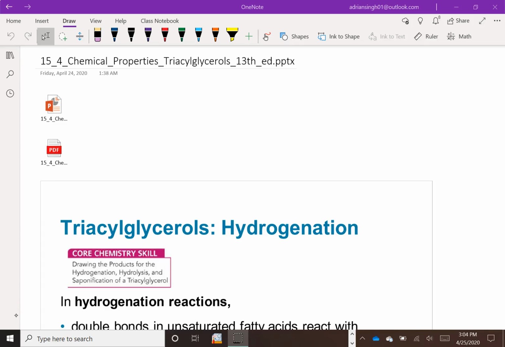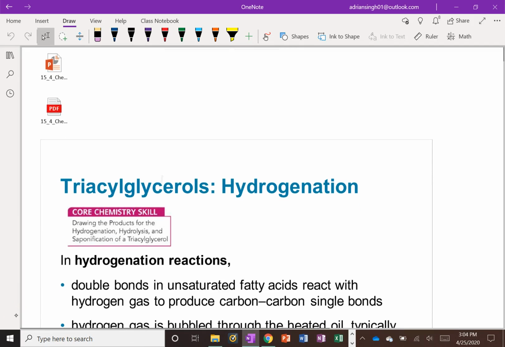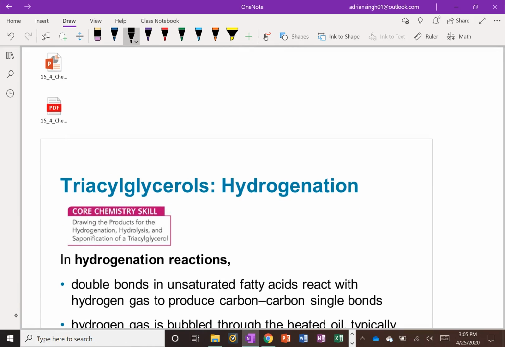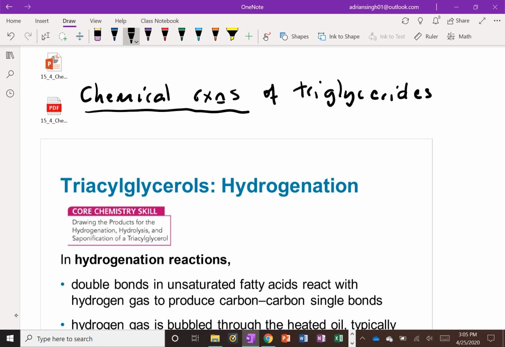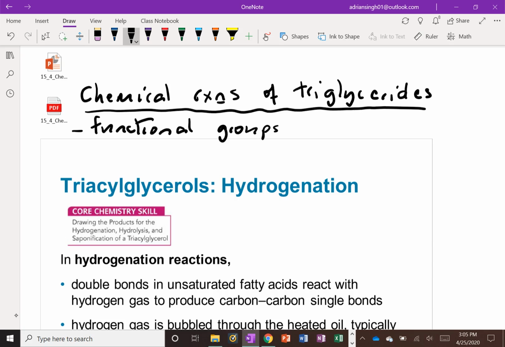All right, so in this section, we are going to be taking a look at some of the chemical properties or the chemical characteristics, which will eventually lead to the chemical reactions of our triglycerides. And the chemical reactions that these undergo are going to depend upon the types of functional groups present. And we've seen these two functional groups before.